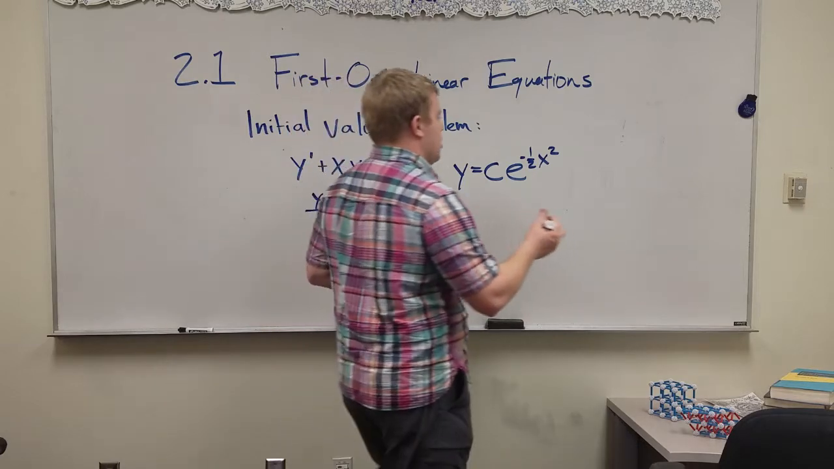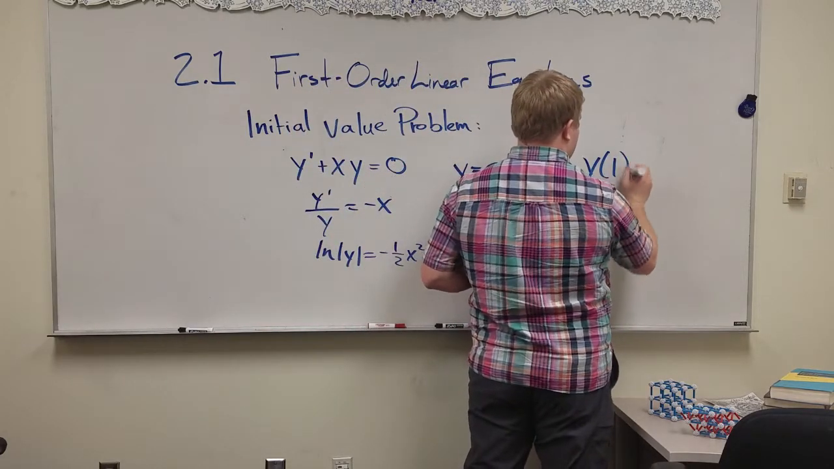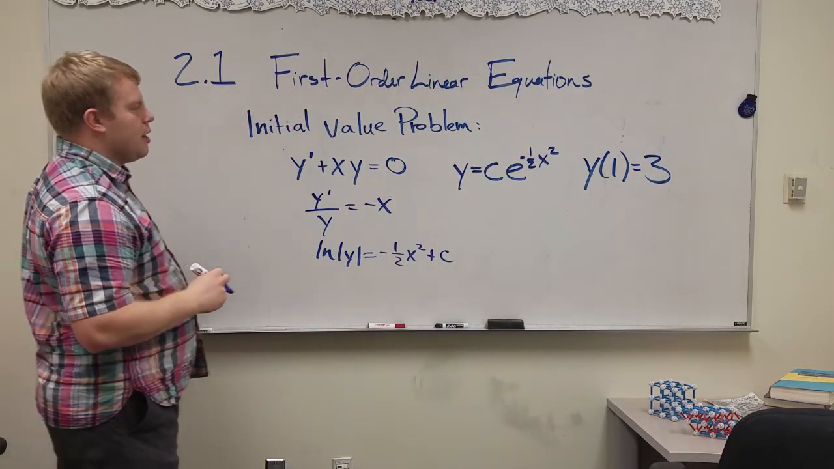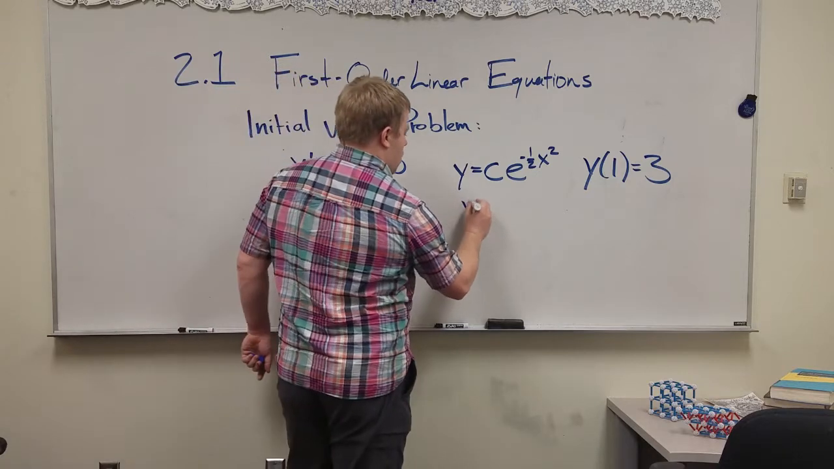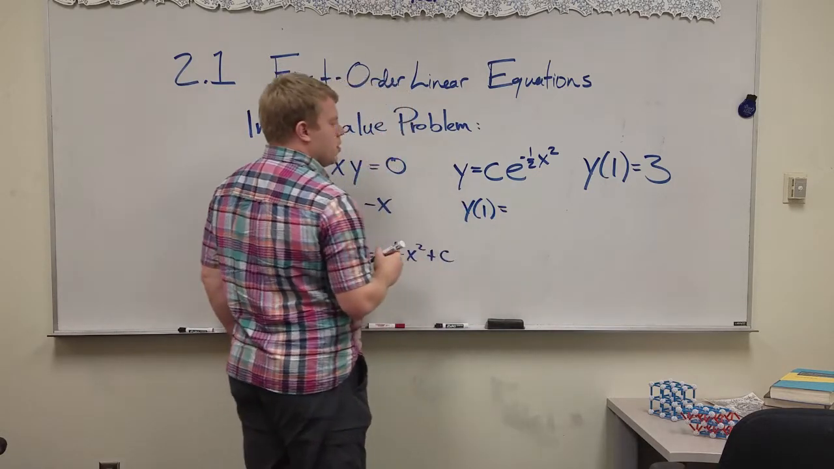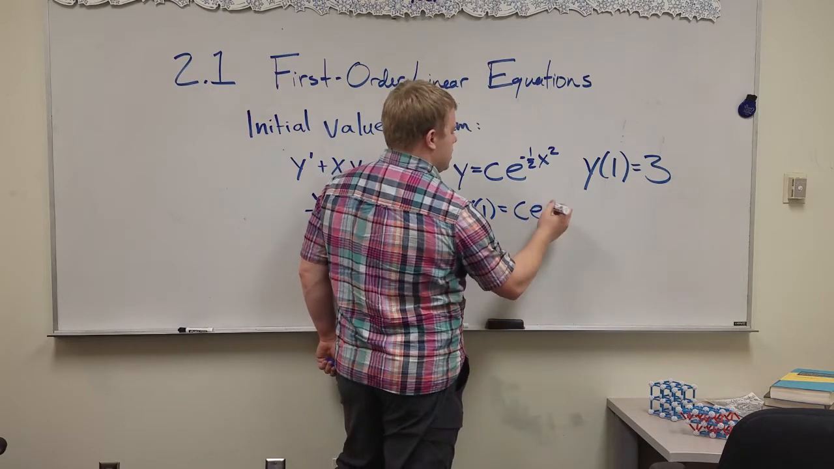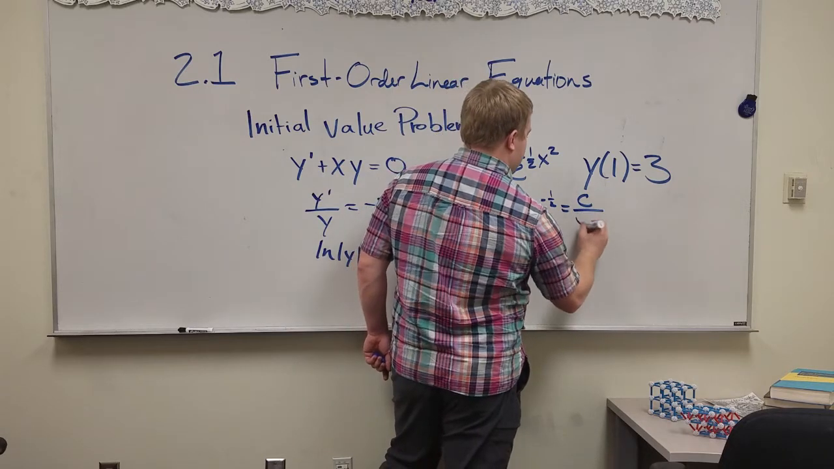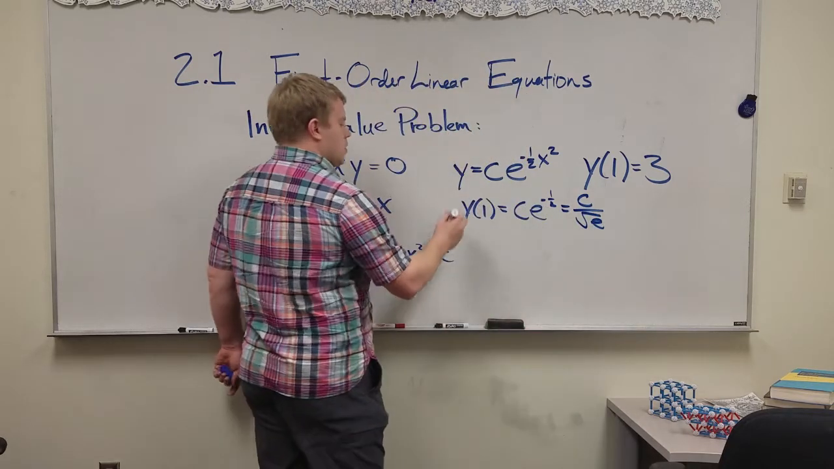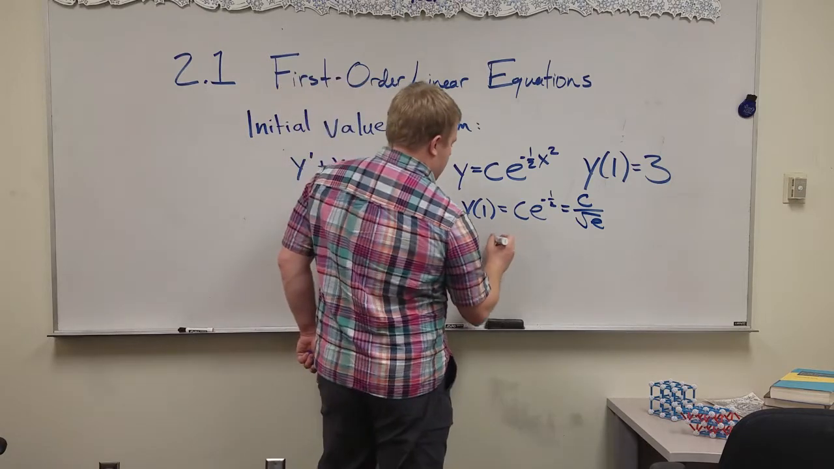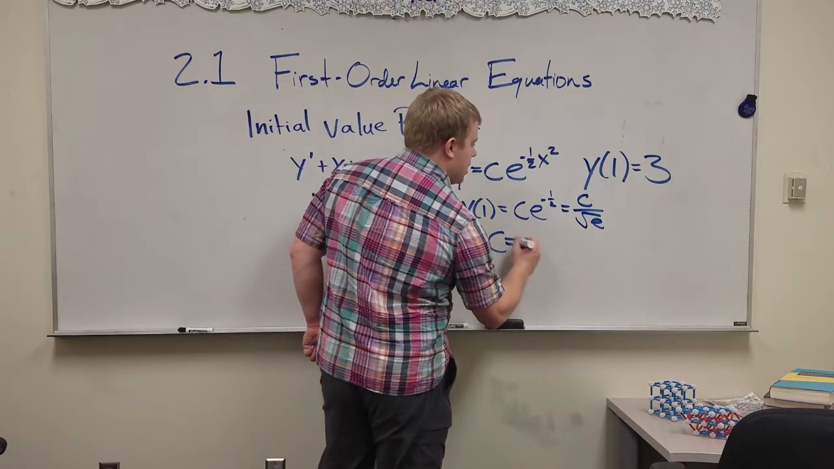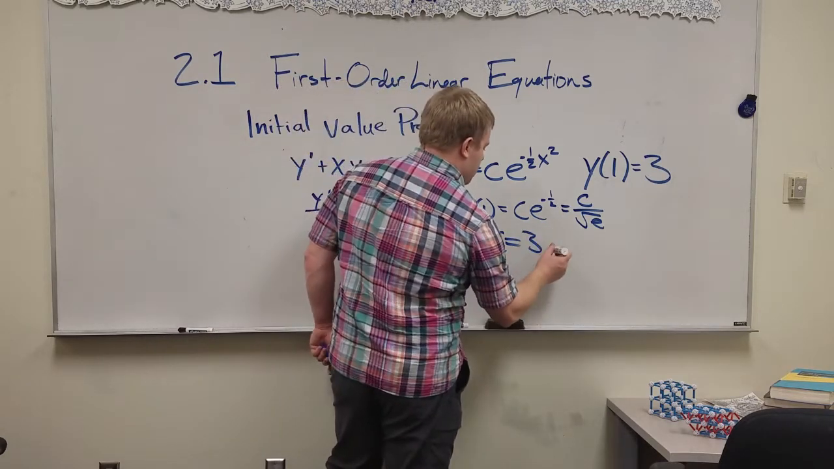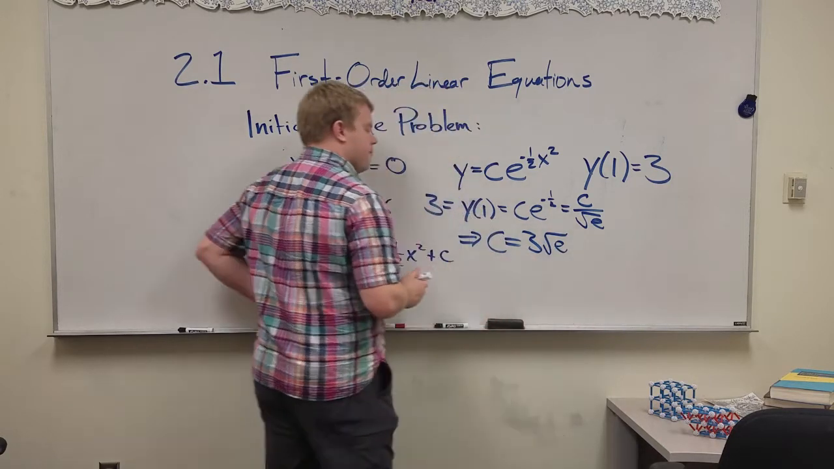I erased my initial condition. So now if I write it out again, y of 1 equals 3. And if I plug in 1 here, y of 1 equals c times e to the negative 1/2, which another way to write is c over the square root of e. So if I want this to equal 3, then 3 equals c over the square root of e. Solve for c, I get c equals 3 times the square root of e.